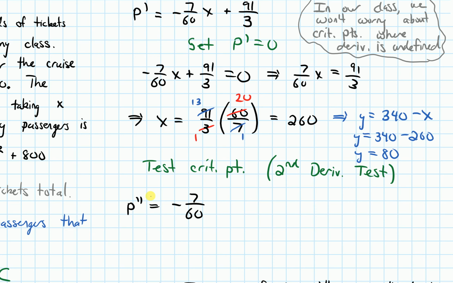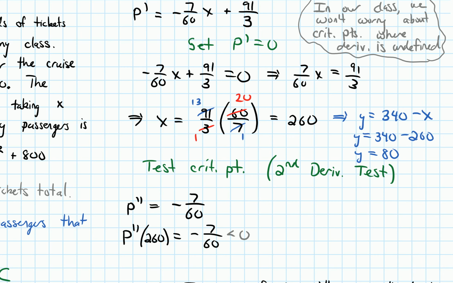So now I plug in my critical value, my critical number, which was x is 260. But there's no x to plug into here. So when I do plug it in, I just end up with -7/60. Okay, so that makes it easier actually. And this number is negative.